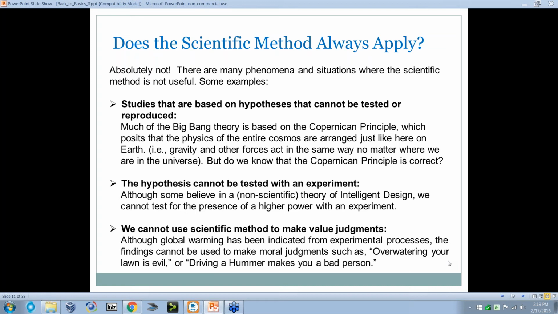Although global warming's been indicated from experimental processes, experiments have been done, observations have been made, the findings can't be used to make moral judgments, such as overwatering your lawn is evil or driving a Hummer makes you a bad person.